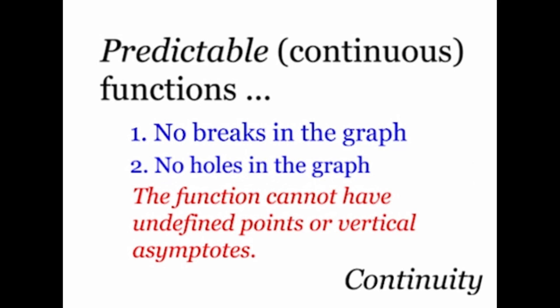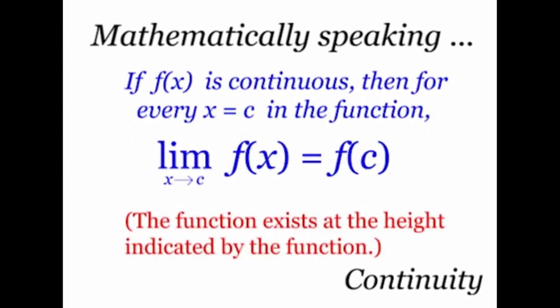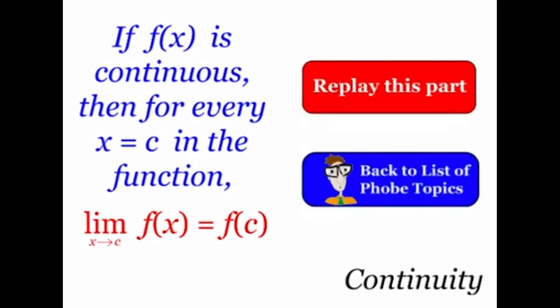Mathematically now, we say that continuous functions have this property. For every x equals c in their domain, the limit as x approaches c of f of x is equal to f of c. In other words, not only does the limit exist at every point, but the height the function reaches for every x matches the limit. How can you tell this happens? It seems pretty complicated. It's actually easy. If you can evaluate any limit on f of x using only the substitution method, then the function is continuous. And that's all there is to it.